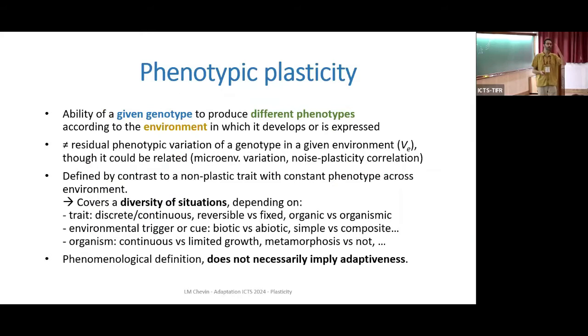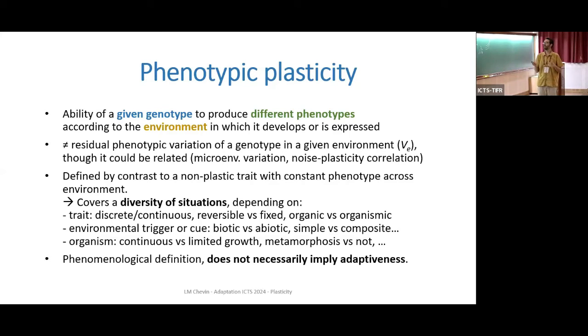Okay, so what's the commonality between all that is that, okay, we've heard about plasticity this week, but I'll just put some definitions a bit more clearly. It's the ability of a given genotype to produce different phenotypes according to the environment in which it develops or where the trait is expressed. So I want to start by pointing out this is not the environmental variance that people describe in quantitative genetics, this VE. I've heard some people say, oh, more plastic individuals have more VE. This is not what it's about.